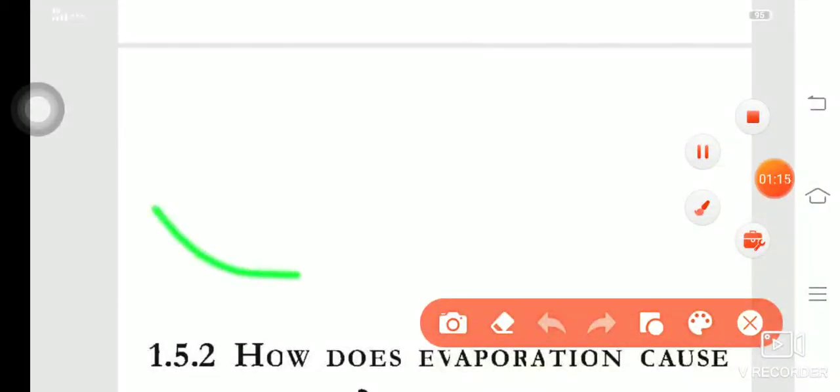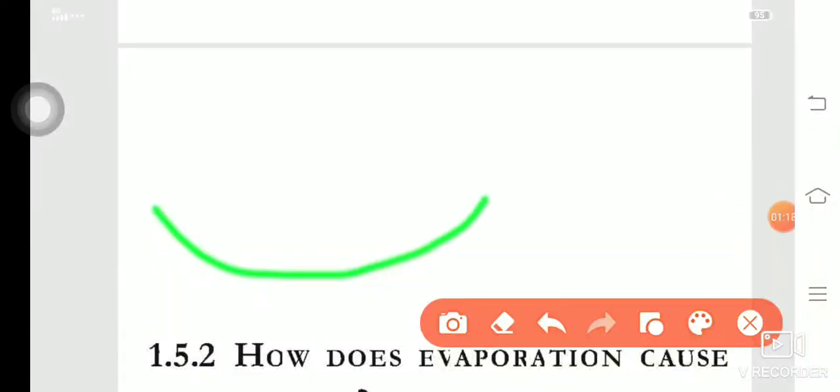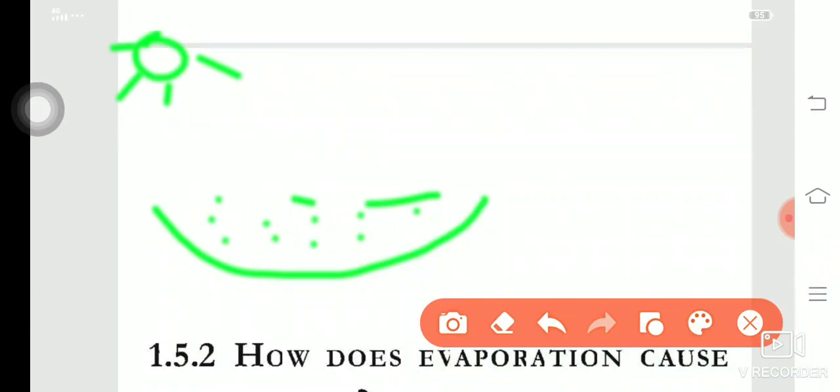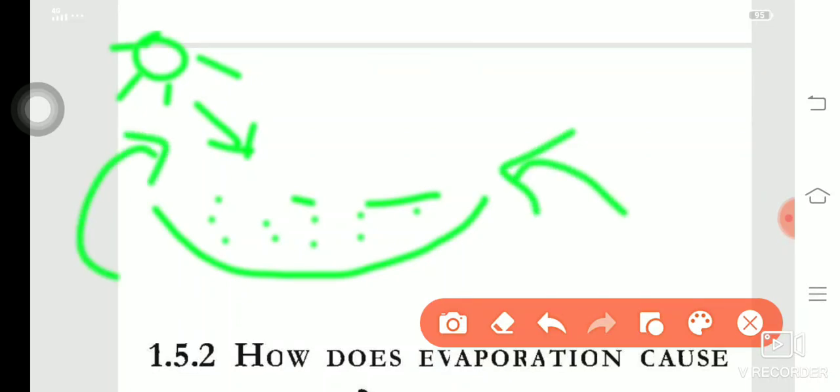Suppose this is a utensil in which water is kept, okay, and from the surroundings the heat is coming. So this heat is transferring into the water. From here also water absorbs the heat. This is what the surrounding is. Water takes the heat and starts changing into vapor.